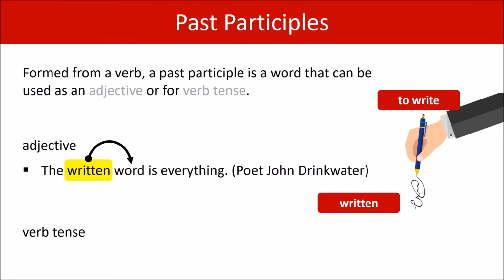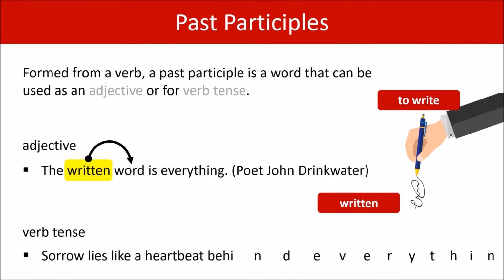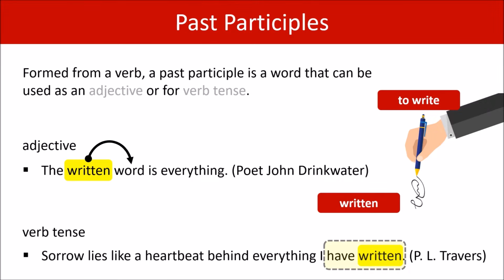Here's an example of it being used for verb tense. Sorrow lies like a heartbeat behind everything I have written. A quotation by the author P.L. Travers. Here you can see the past participle is paired with the word have to create a verb tense.